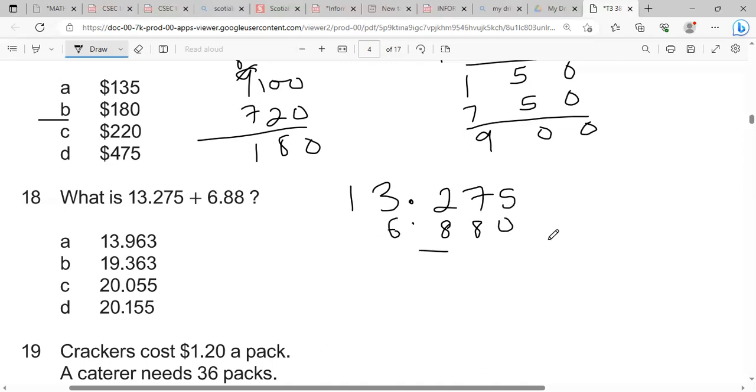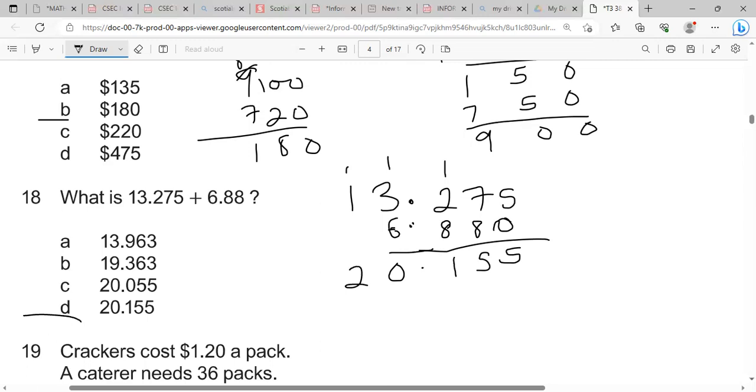Let's go. 5 plus that gives us 5. 8 and 7, 15. 5 carry 1. 8 and 2, 10 and 1, 11. 6 and 3, 9 and 1, 10. Remember, the decimal point must line up with the decimal point. And then we have 1. So this gives us 20.155. So this would be our answer.